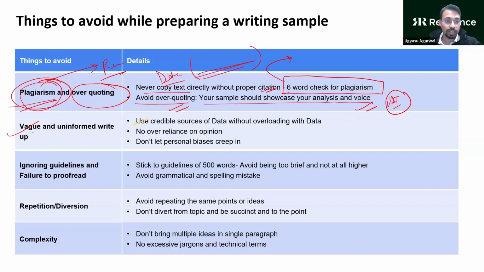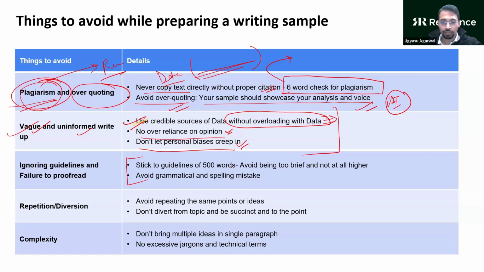Second, it should not be vague and uninformed. Use credible sources of data without overloading with data. It should not look like just putting 50 data points together. No over-reliance on opinion either. It should be a very balanced document, and do not let personal biases creep in. Everything should be backed by evidence.